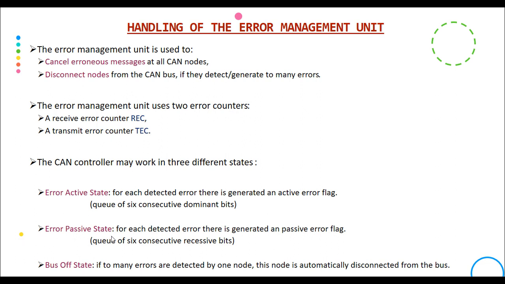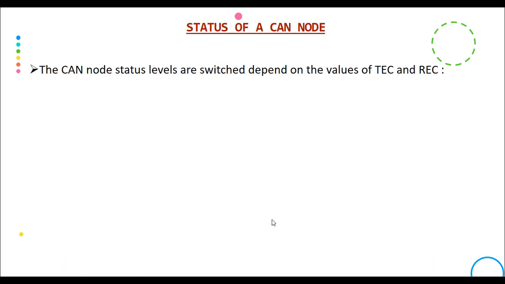In the case of error passive state, for each detected error a passive error frame or flag is generated. Basically it is 6 consecutive recessive bits. If a node is in error active state, it will send 6 consecutive dominant bits. If the node is in error passive state, it must send 6 consecutive recessive bits. Bus off state. If too many errors are detected by a single node, then this node is automatically disconnected from the bus and it is called bus off state.